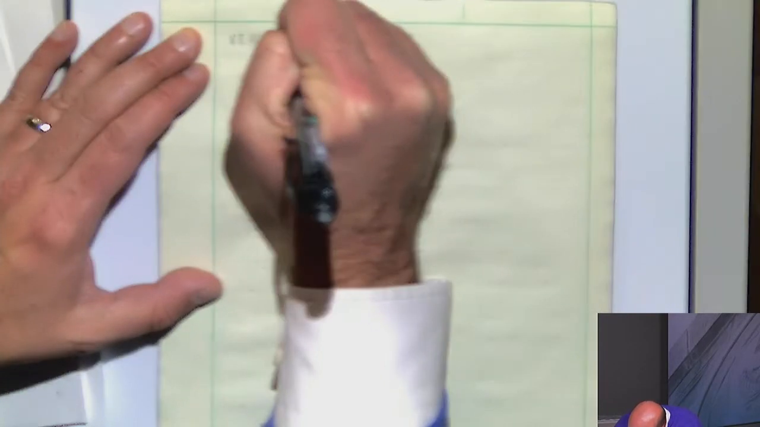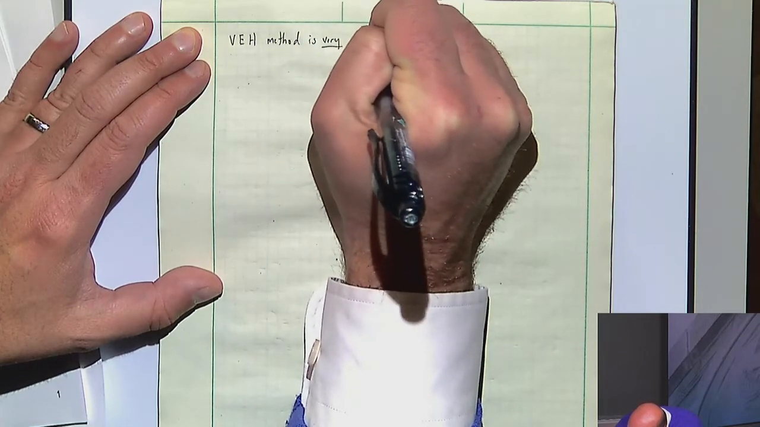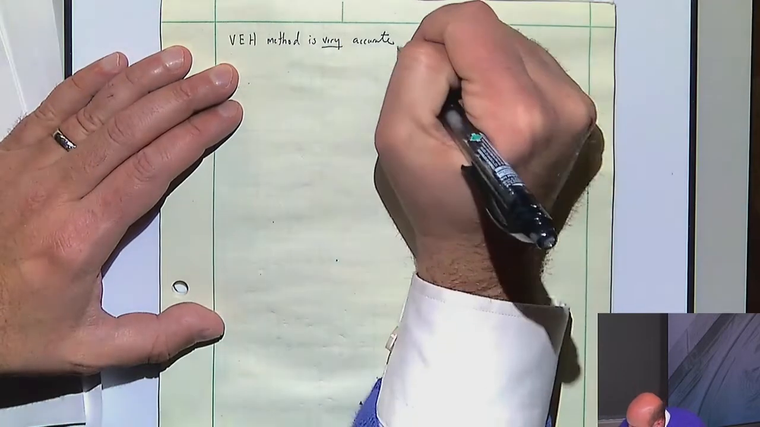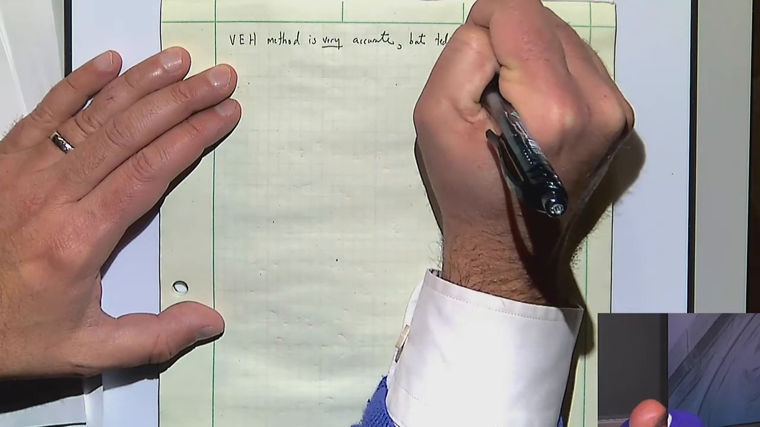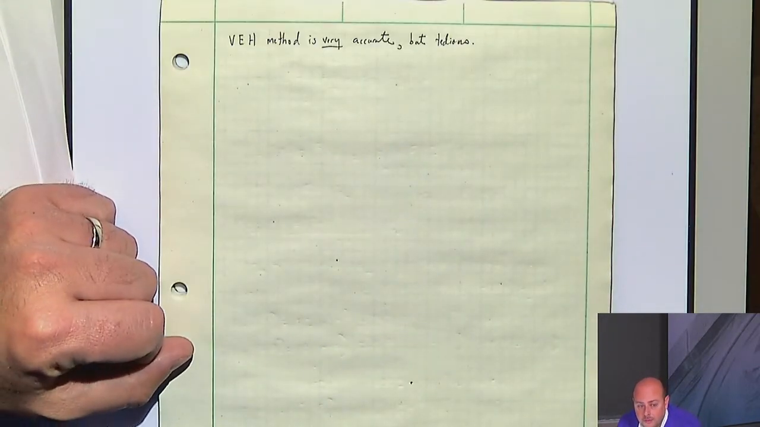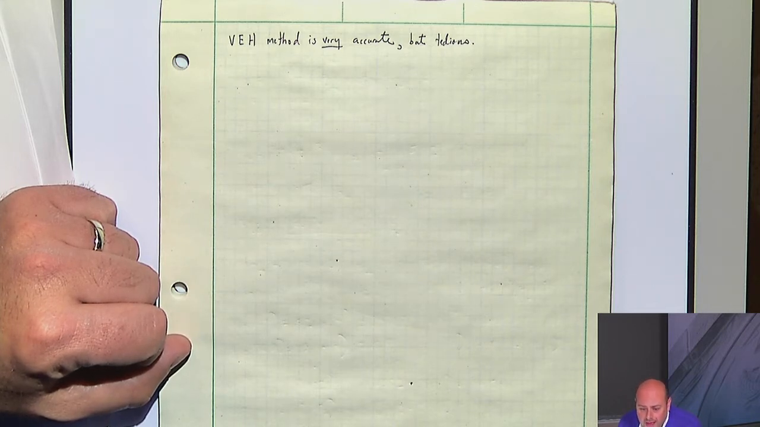The VEH method is very accurate. It's the most accurate, okay, but it's tedious. It's tedious because I have to redo the whole calculation from scratch for each of the individual times. And in that Excel problem, I only had 9 times, but what if I had 90 data points? Then I'd have to redo it.